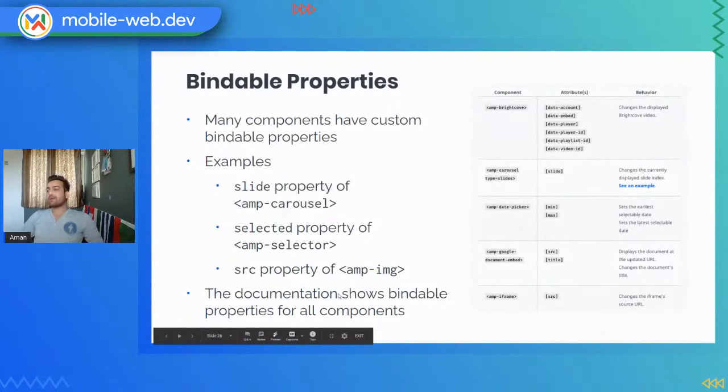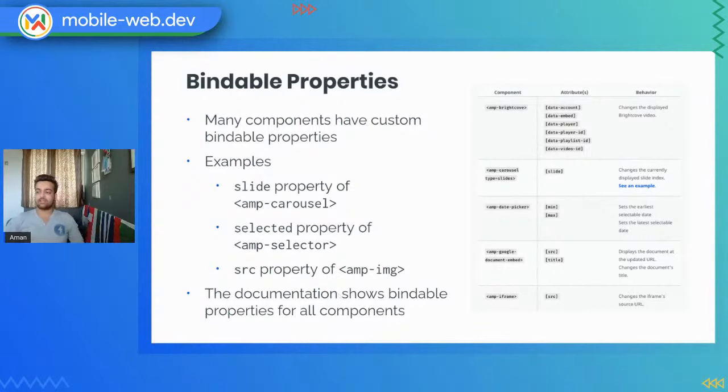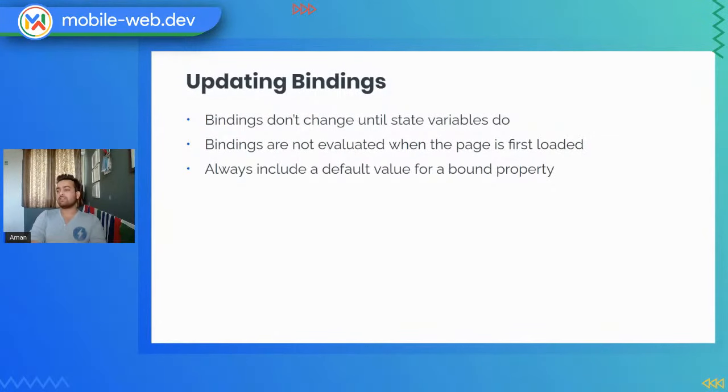So these are the different bindable properties, and if you have already seen, AMP bindable properties are dependent upon the AMP component that you are already using. As we have seen, there are three of these, like amp-carousel, amp-selector and amp-img. You can change the attributes of these components using amp-bind. Updating amp-bind: bindings don't change until the state variable does. What this means is that if we have created a JSON and want to change its value, until the value of the JSON is changed, the value in the DOM also doesn't change.